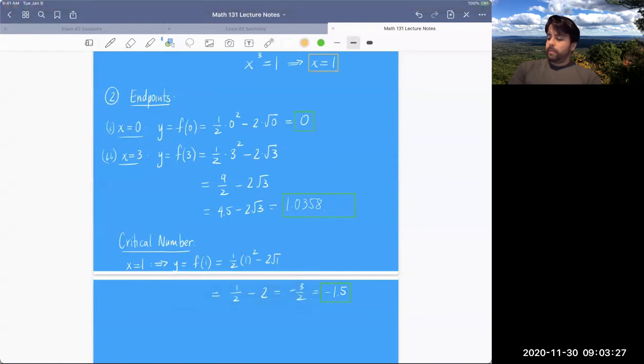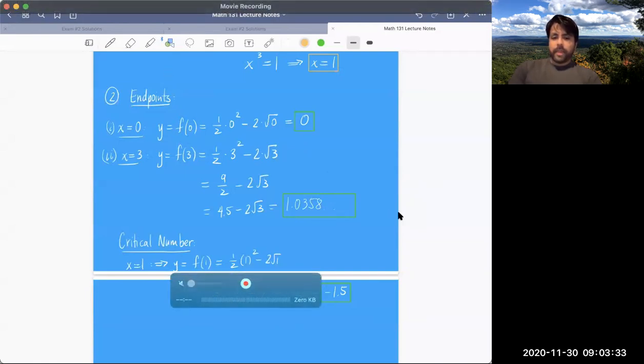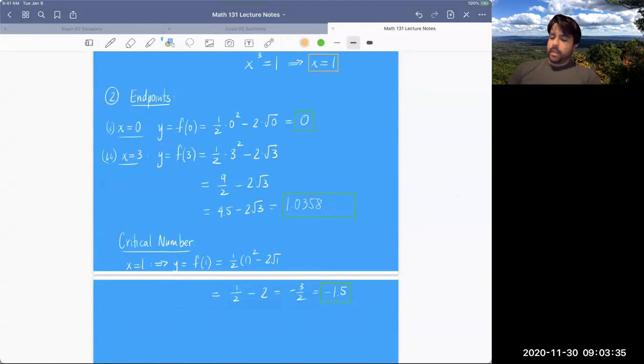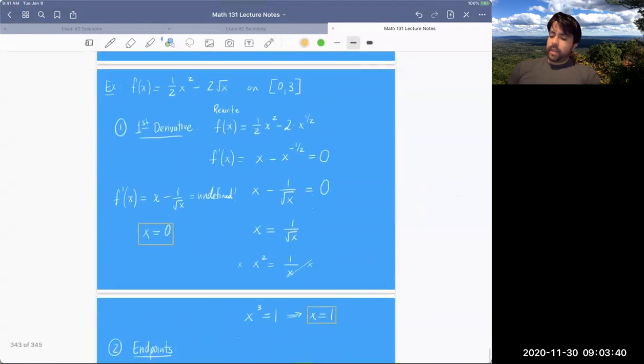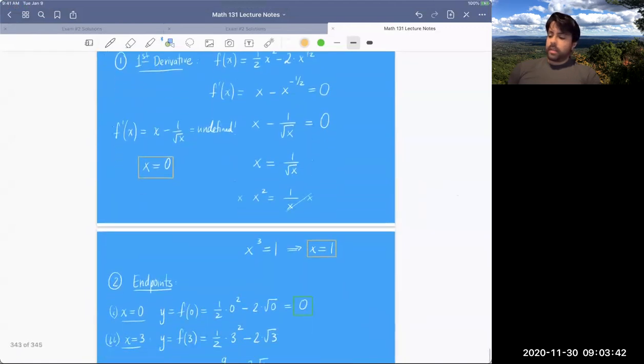Let's go, guys. Did I lose you anywhere here with the solving?